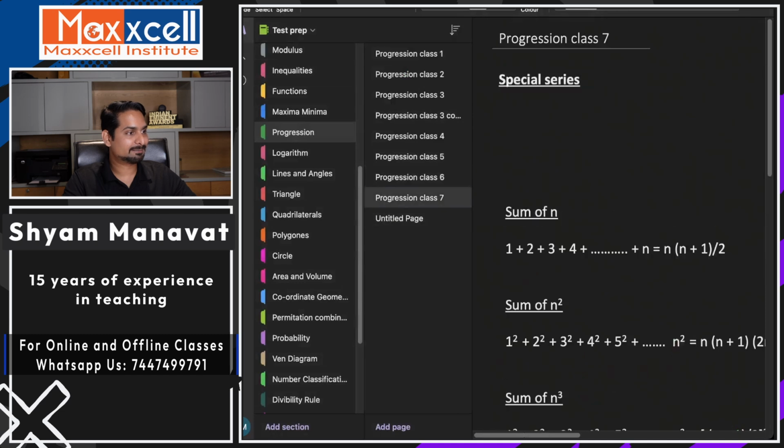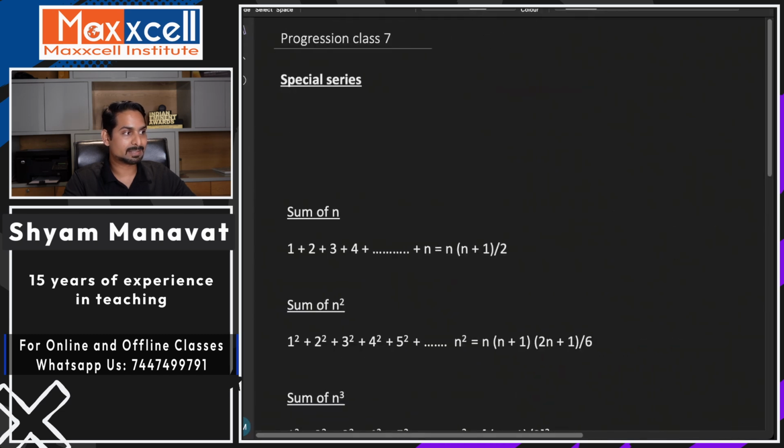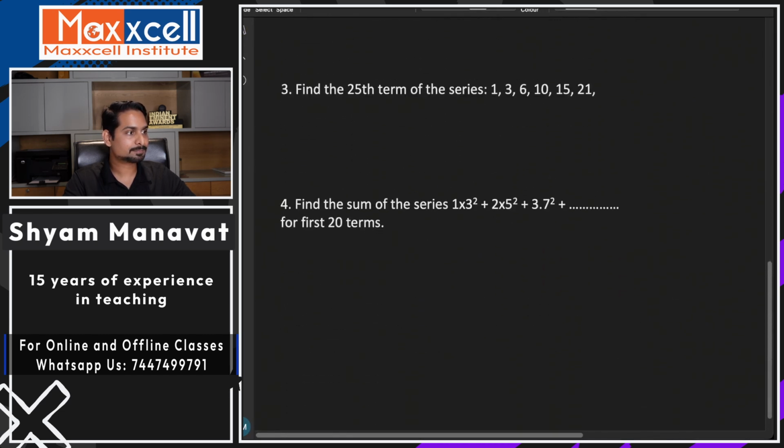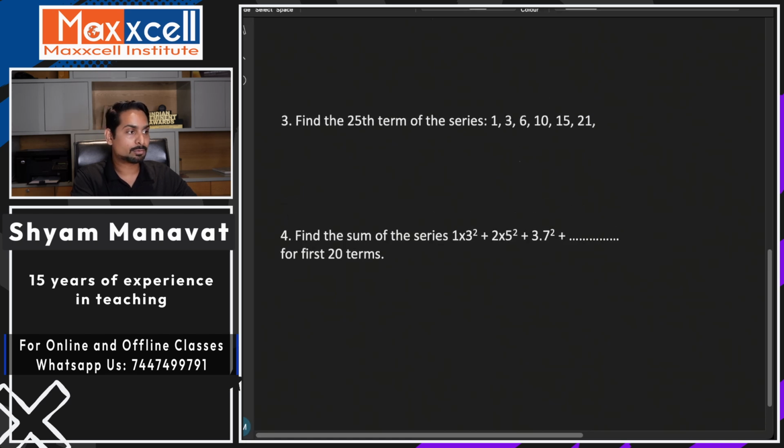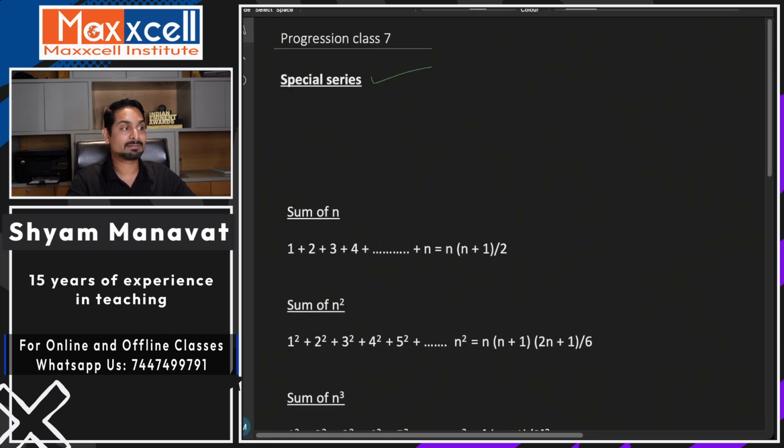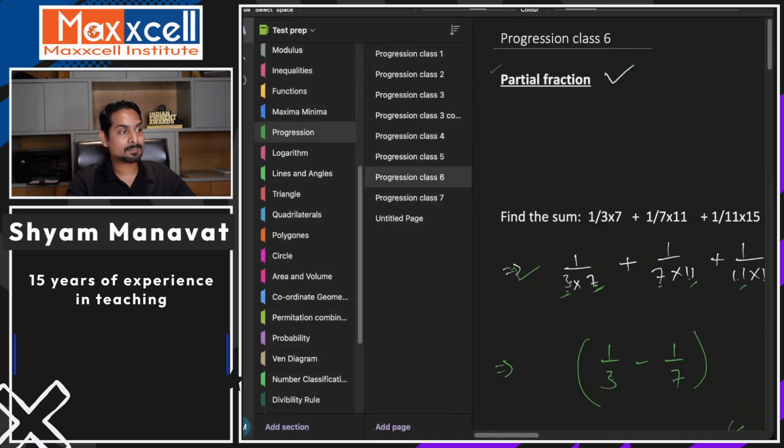Now in lecture number 7, we are going to discuss special series, a special series like this. 1, 3, 6, 5. Now they are progression, but if you get to see, it's not AP, GP, nothing. So how to deal with such kind of progressions, that we will discuss in lecture number 7. So that is it in lecture number 6.